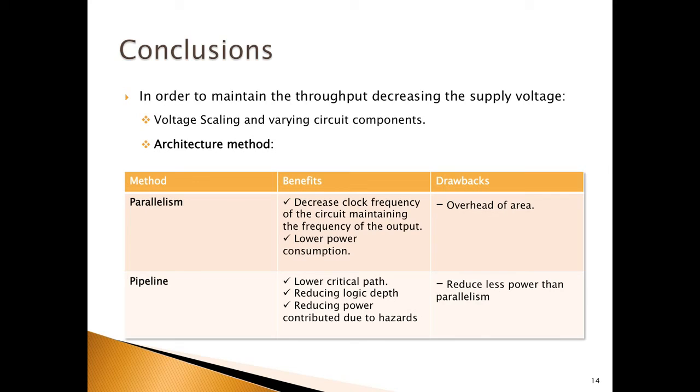Otherwise, the benefits of parallelism can be seen from another point of view. If we decide to maintain the supply voltage and work at the same frequency, at the output we can obtain the information at double the original frequency. By doing this, the power consumption is not reduced, but we improve the speed of the circuit. So, depending on our requirements, we could take advantage of parallelism by increasing the speed of the circuit or reducing its power consumption. In pipeline, we can optimize the critical path.